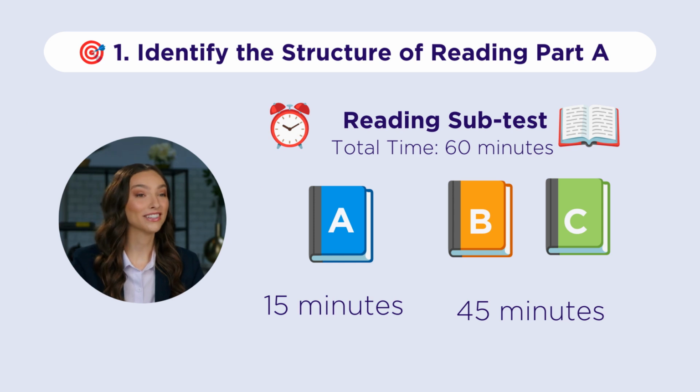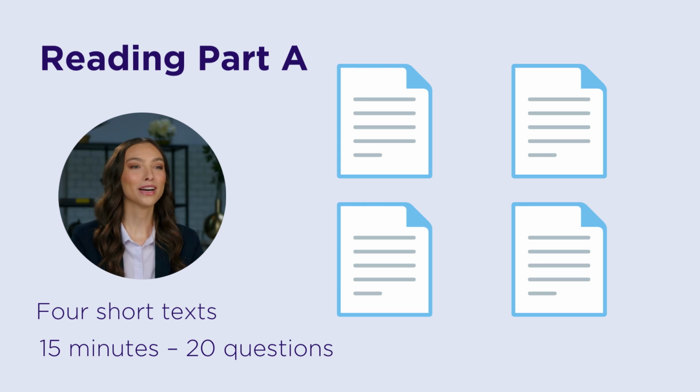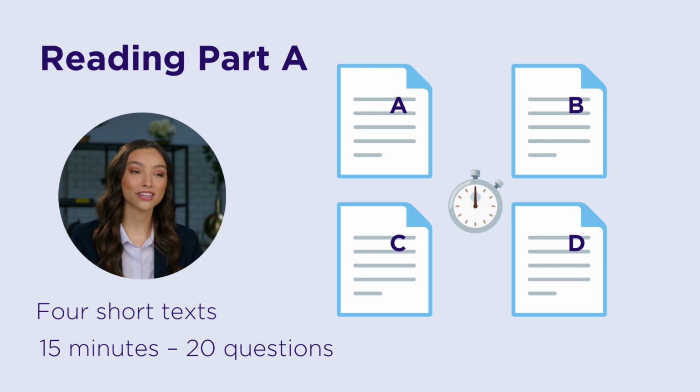The reading subtest has 3 parts. You will complete Part A first in 15 minutes. Then, the question booklet is collected, and you'll continue with Parts B and C for 45 minutes. Reading Part A lasts only 15 minutes. You'll read 4 short texts that all share one topic. There are 20 questions in total, and you must answer as many as you can before time runs out.